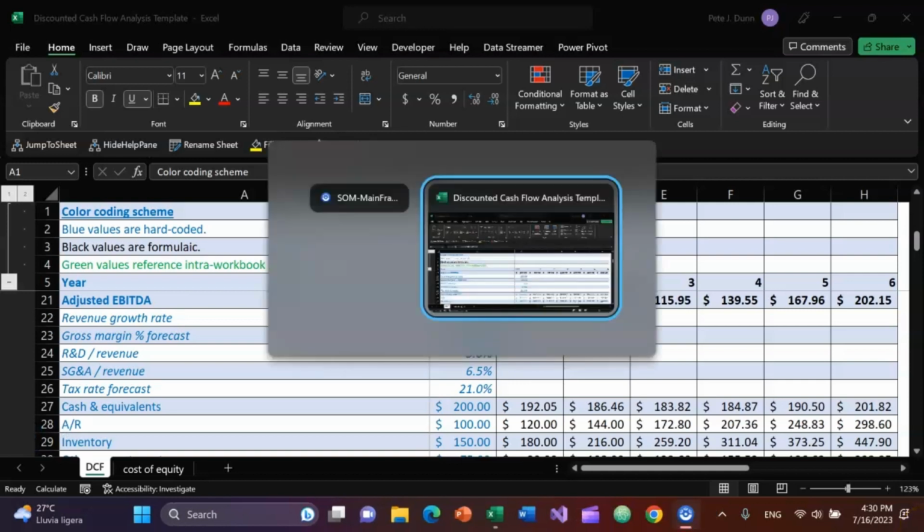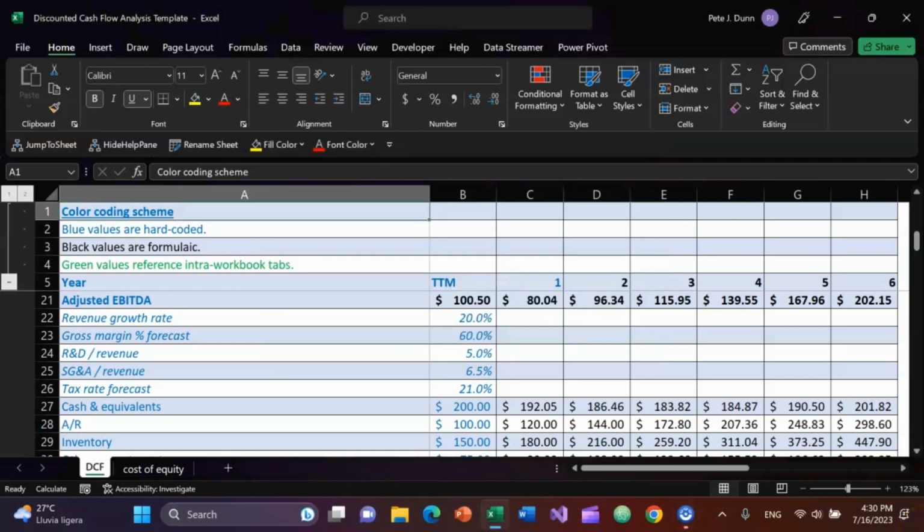I have the model open. This is a discounted cash flow analysis, unlevered DCF for a widget company. The widget company is the analogy for any company. A couple housekeeping things before we get too deep into it. Color coding scheme: blue values are hard-coded, black values are formulaic, green values reference intra-workbook tabs.